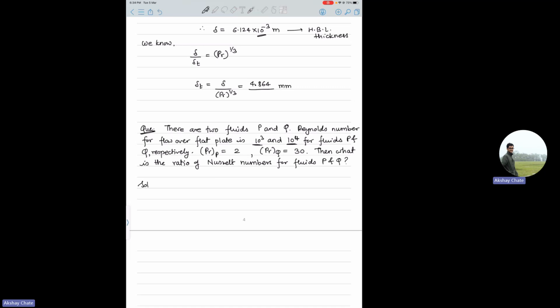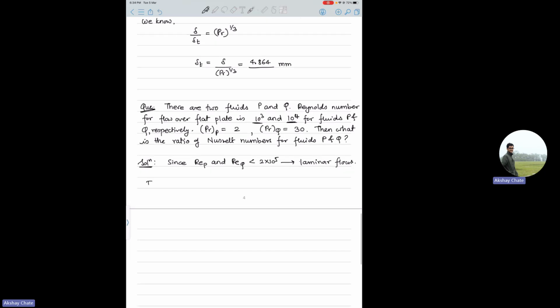So basically, in this type of question, the first hint you should know is that since the Reynolds number of fluid P as well as the Reynolds number for fluid Q are less than 2 into 10 to the power 5, therefore they are laminar flows. Correct.